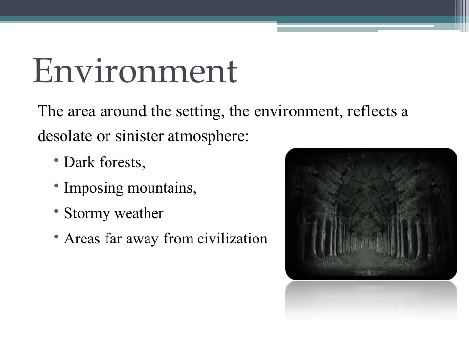And this environment is adding to the tension because it doesn't cooperate. There's no rainbows and sunshine. It's a creepy, dark place. And that, again, adds to the sinister feeling around the story.